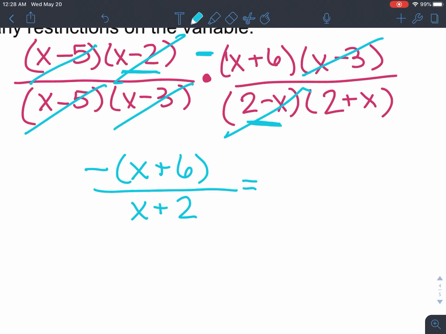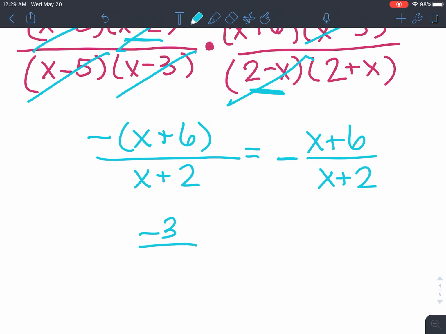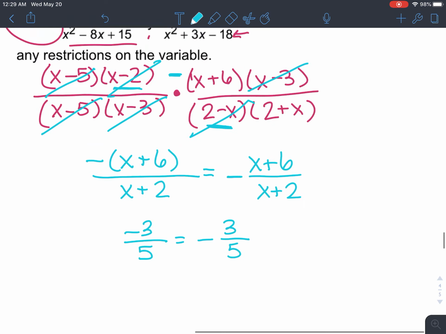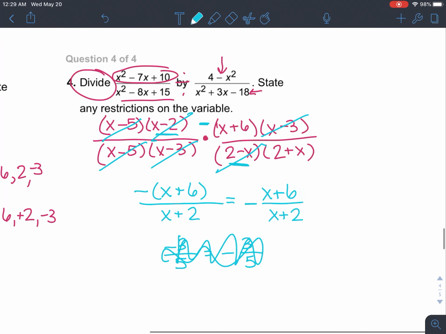But again, they probably would not leave it like this. It wouldn't really make sense to distribute the negative because that doesn't make it look any better. But what would look better is this. And those are equivalent. That's just the same as saying negative 3/5 or negative 3/5. You know, that's the same thing. Okay. Not our problem. Okay. So now you have to say what x can't be.